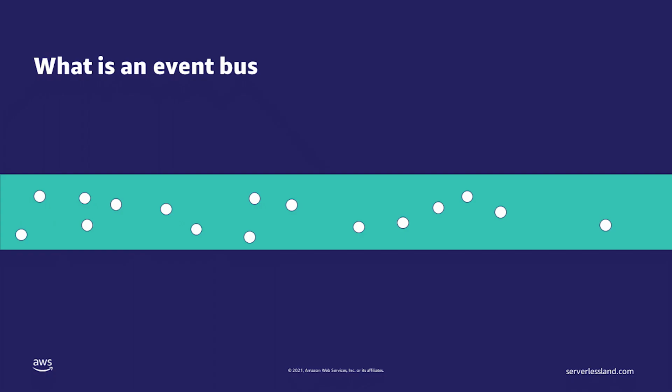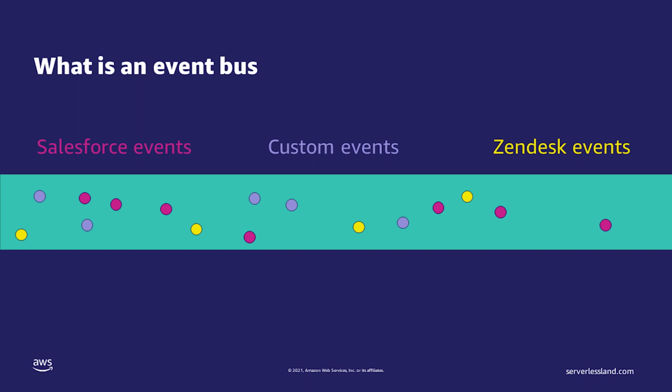Okay, second, let's define an event bus. An event bus can ingest many different events from many different locations. As the events enter the bus, they remain on the bus for a configured period of time. These events can come from external SaaS services like Salesforce or Zendesk. They can come from internal AWS services like Amazon S3 or AWS CloudWatch. Or they can come from custom applications that you are building.